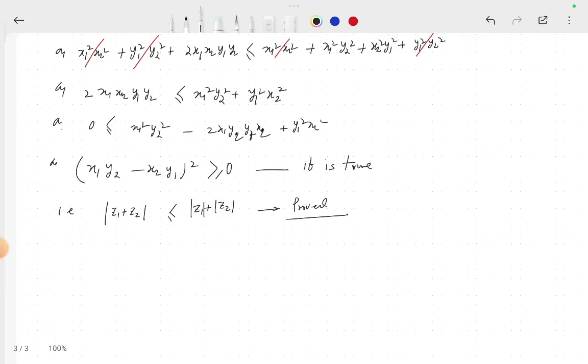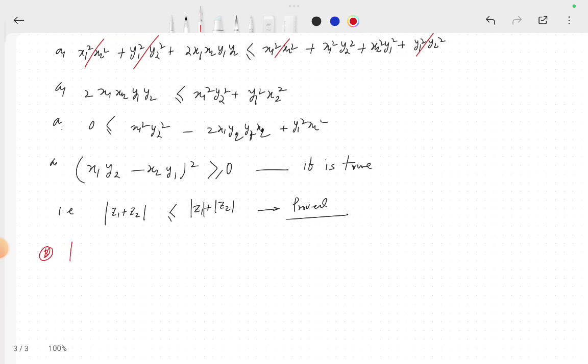To prove this kind of fundamental principle of algebra, you can follow some basic steps. Now we have proved question A.